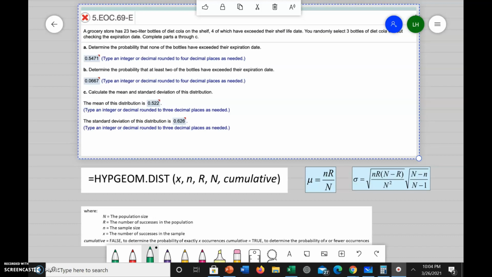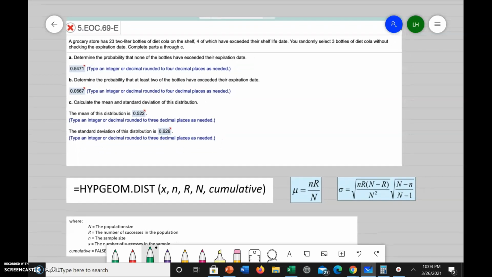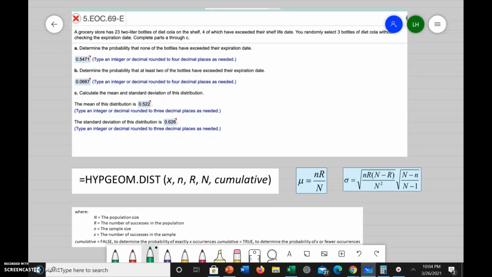Okay, in this problem, a grocery store has 23 2-liter bottles of Diet Cola on the shelf. So 4 have exceeded their shelf life date. You randomly select 3 bottles of cola without checking the expiration date.